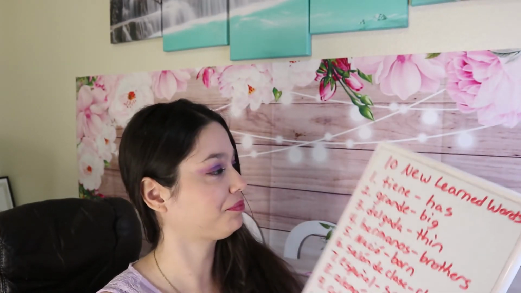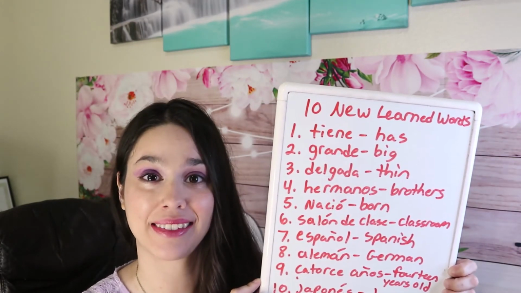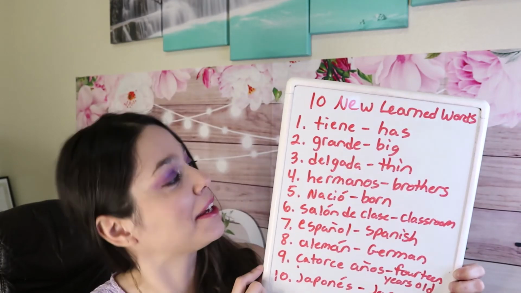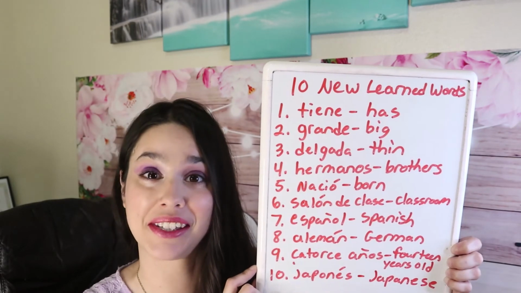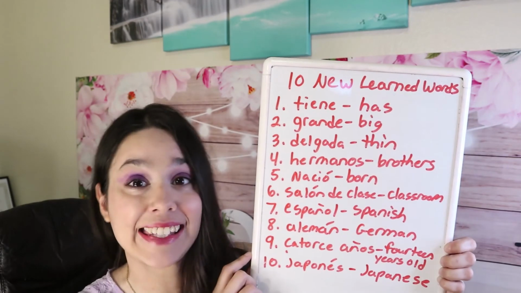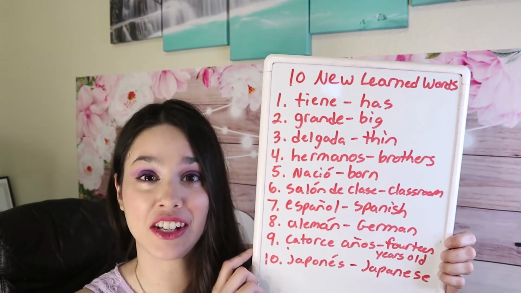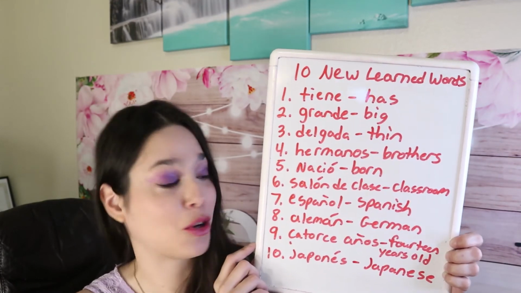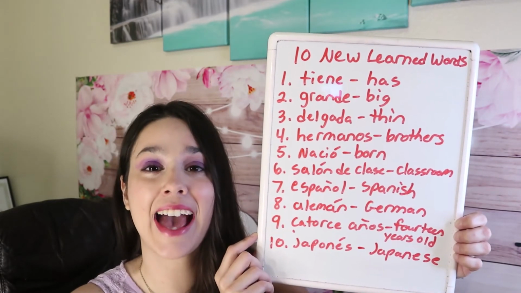Now let's review our 10 new learned words from today's lesson. So we have our first one. Tiene, which means has. Grande, which means big. Delgada, which means thin. Hermanos, which means brothers. Nació, born. Salón de clase, classroom. Español, Spanish. Alemán, German. 14 años, 14 years. And finally, Japonés, Japanese. Great job!